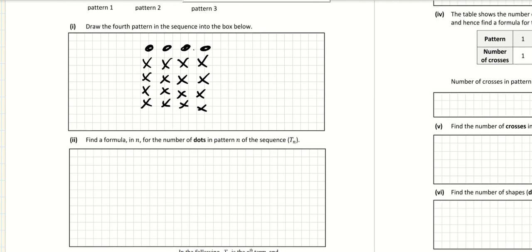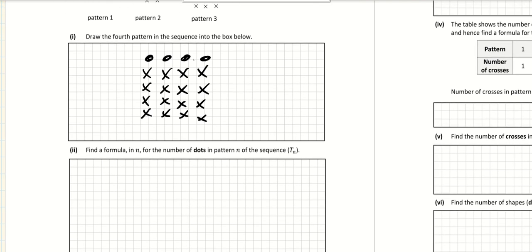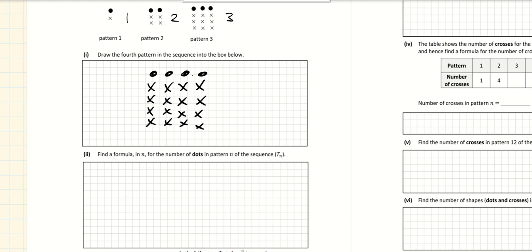Now, find a formula in n for the number of dots in pattern n of the sequence. Okay, so you can see clearly that you've got 1, and then you've got 2 dots, then you've got 3 dots, and then you have 4 dots. Now, there's an easy way to look at that. If that is T1, T2, T3, T4, you can see very clearly that Tn is going to be equal to n. Okay, each time it's just going plus 1 each time. So it's just starting at 1 and going plus 1.